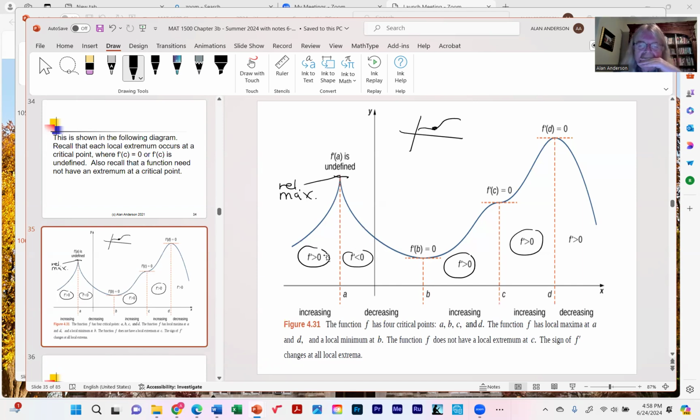And you can tell by the signs whether it's a maximum or minimum or neither. This one is not an extremum. This one, of course, is a max. This is a local minimum. And this one is also not an extremum.